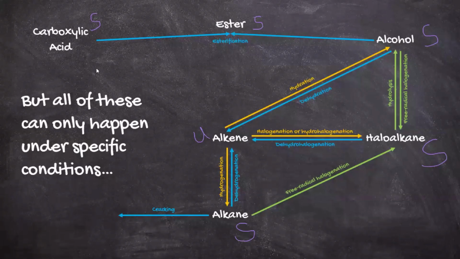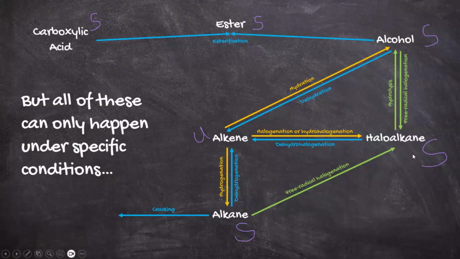Here is the thing. All of these reactions only happen under very specific conditions, and you need to know these conditions. So you need to know the specific type. If I say I'm going from an alkene to a haloalkane, you need to tell me I am halogenating or hydrohalogenating that alkene. If I tell you I'm going from an alcohol to a haloalkane, you need to be able to tell me that that's free radical halogenation.